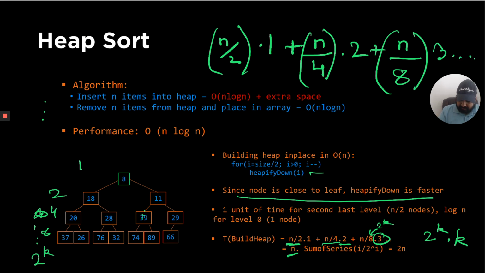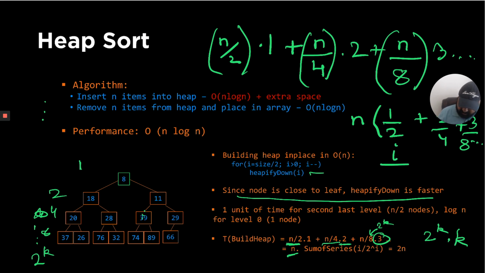and so on. So this can be simplified, like if we take out n from this entire equation, it's going to look something like this, which is 1 divided by 2 plus 2 divided by 4 plus 3 divided by 8, and so on. So we can rewrite this in the form of i divided by 2 to the power i. And if you take the sum of this, it actually simplifies to 2n, and there's a proof behind it.